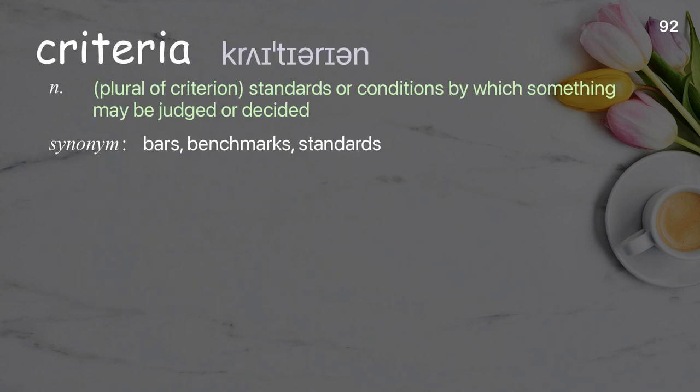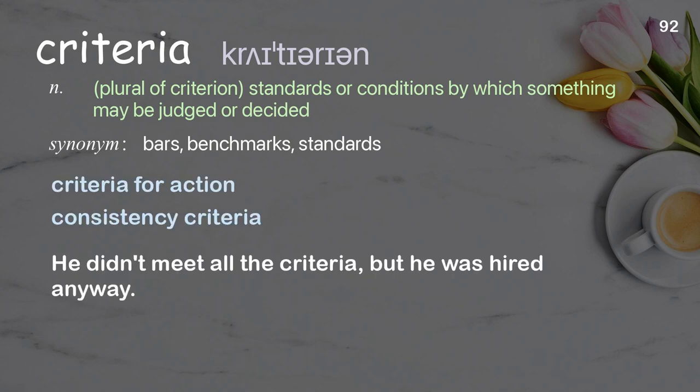Criteria. Plural of criterion, standards or conditions by which something may be judged or decided. Examples: criteria for action, consistency criteria. He didn't meet all the criteria, but he was hired anyway.